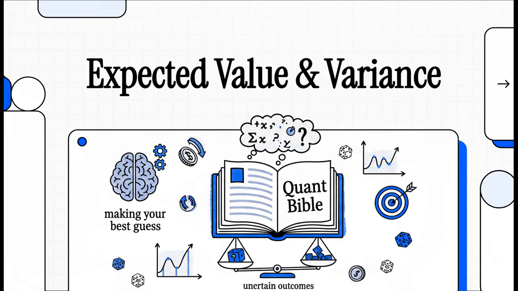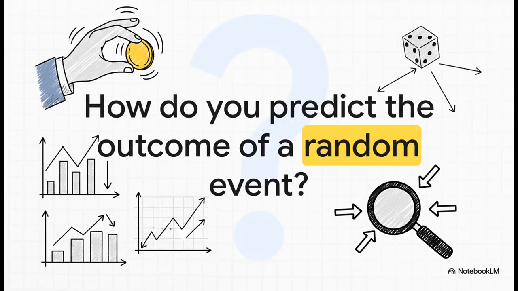Today we're diving straight into the MIT Quant Bible to pull out the mathematical tools you need to make your best guess when the outcome is anything but certain. So let me ask you something. How do you actually predict the outcome of a random event? I mean, think about it. From a simple coin toss all the way to the chaotic dance of the stock market, randomness is everywhere. So, how do we cut through all that noise and make a genuinely smart prediction?